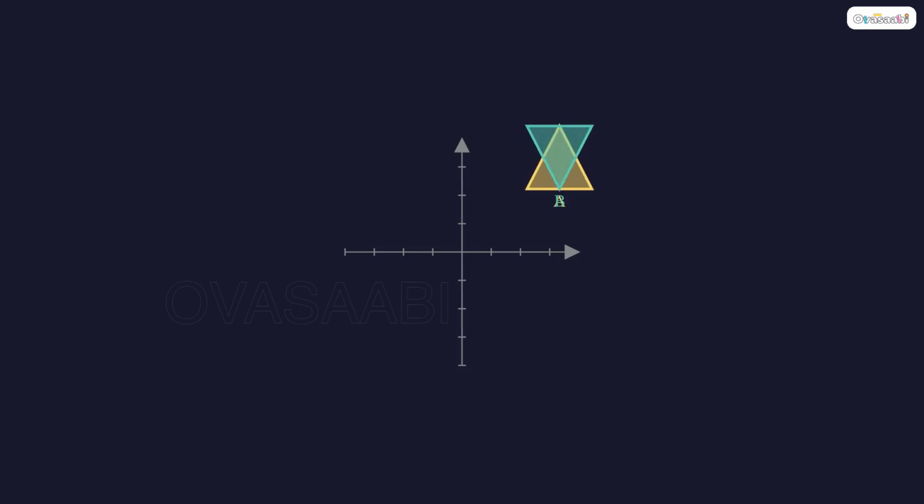Here's triangle A. First transformation, reflect it across the y-axis to get B. Second transformation, rotate B 90 degrees clockwise to get C.